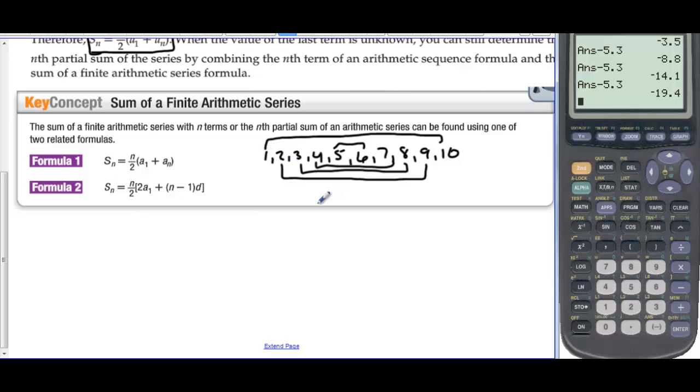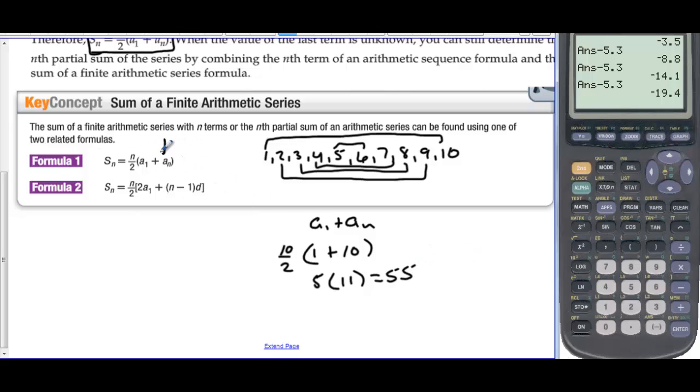Well, really what we did is we took the first term, a sub 1, we added on the last term, a sub n, so that's the 1 plus the 10. And since we took them in pairs, there are 5 of these. There are 10 divided by 2 of those, in other words 5. So we could take 5 times 11, and that's equal to 55.